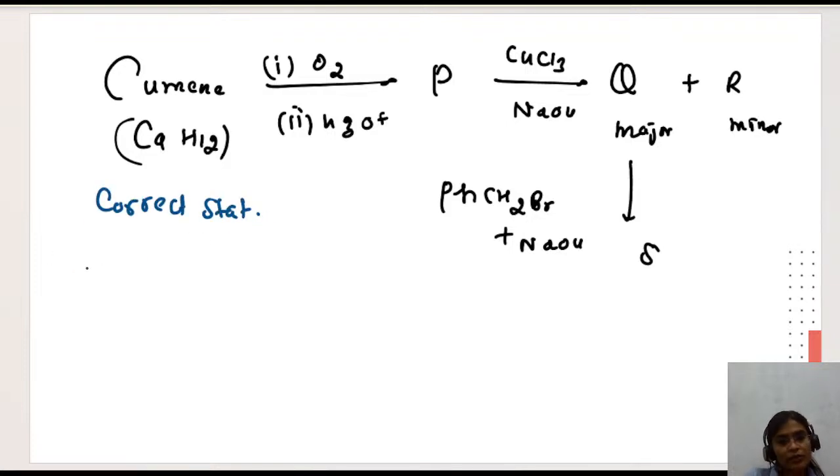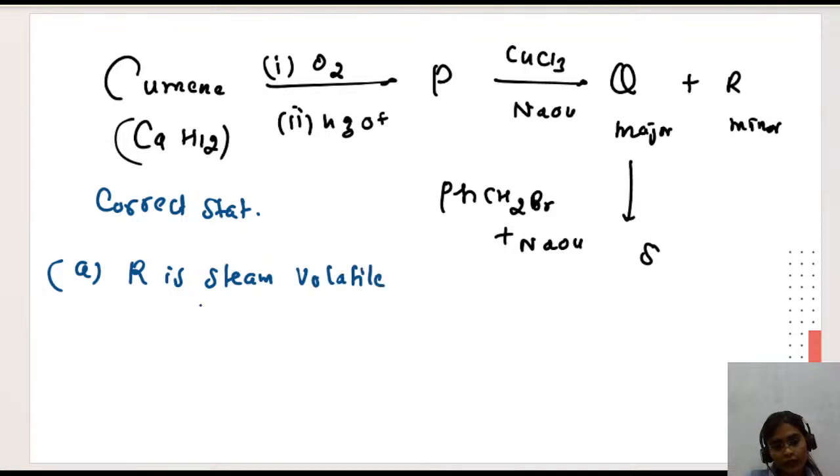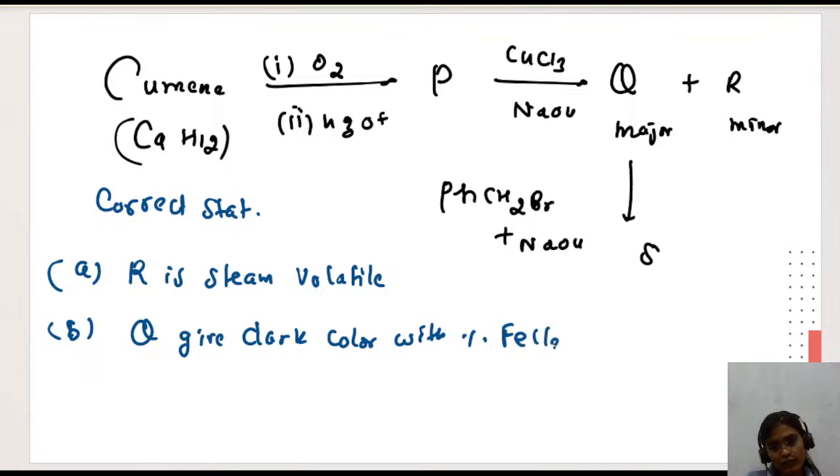Okay, statement number one: R is steam volatile. Option B: Q gives a dark color with 1% aqueous FeCl3 solution.